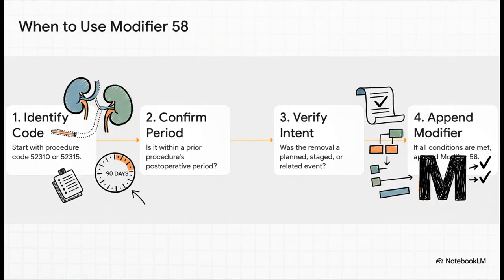So how do you know when to tack on this modifier? It's actually a pretty simple checklist. First, you've picked your main code, right? 52310 or 52315. Got it. Second, you ask, did this happen during the post-op period of another surgery? That 90-day global window. And third, and this is the absolute key, was this removal planned from the get-go? If you can say yes, yes, and yes, then boom, you add modifier 58.